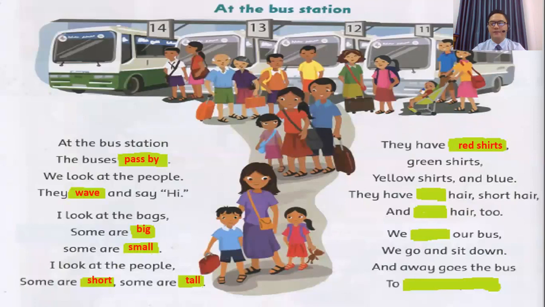What kind of hair here? They have long hair, short hair, and easy, curly hair too. Our bus, so we need a verb here. So we get on our bus, we go and sit down, and away goes the bus to take us uptown. Excellent, student, thank you.